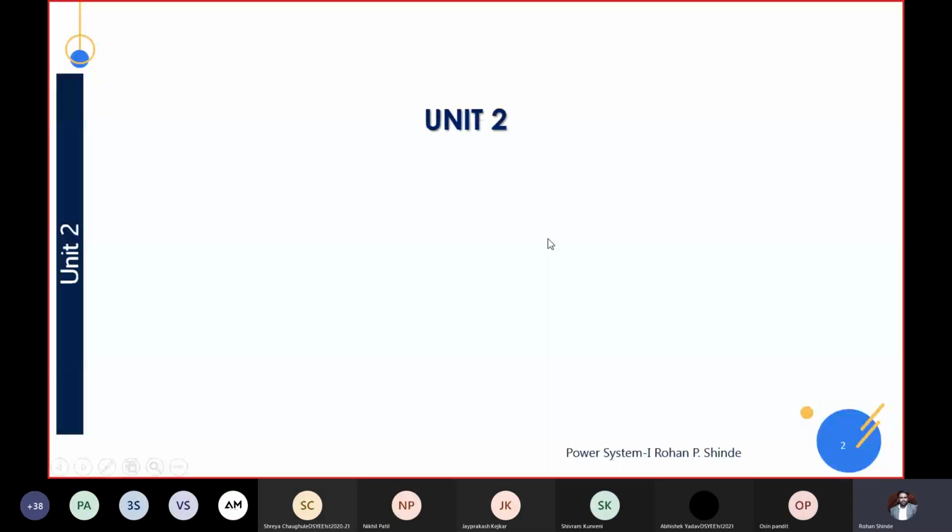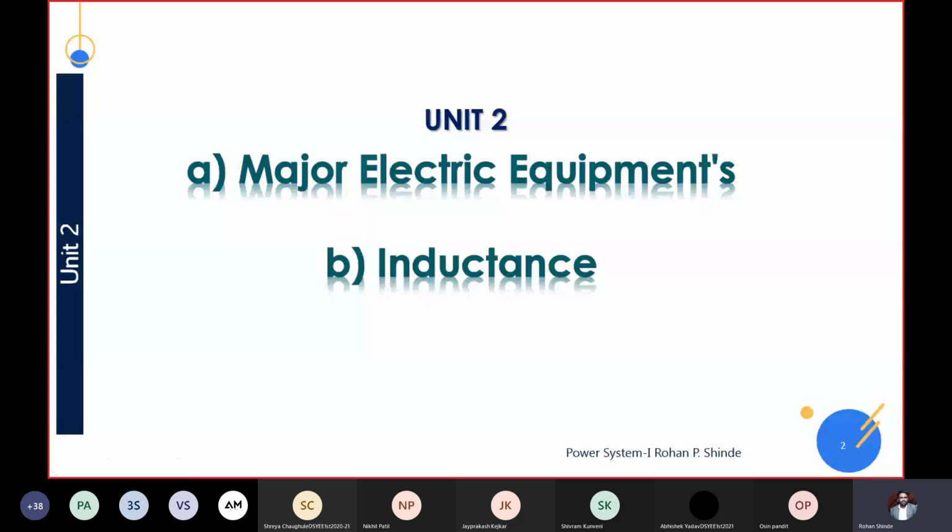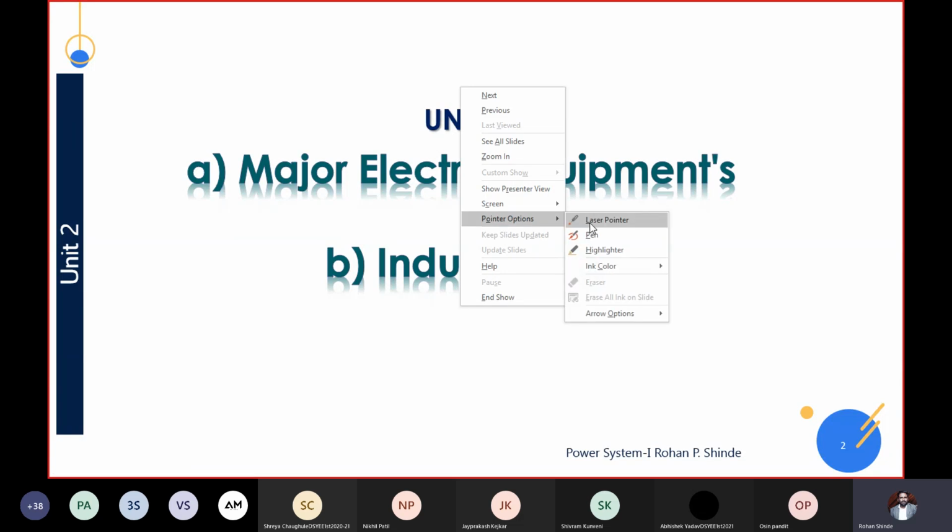Okay. Unit number 2 basically consists of two sections. First is major electrical equipments, and second is inductance. So in this second part, we have to calculate inductance of different transmission lines.